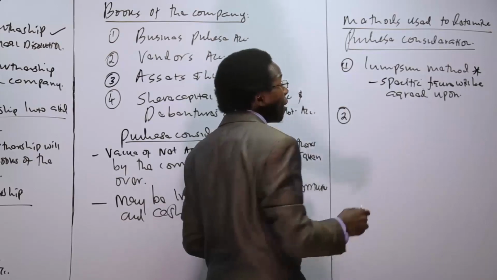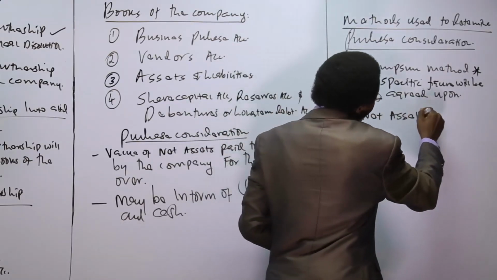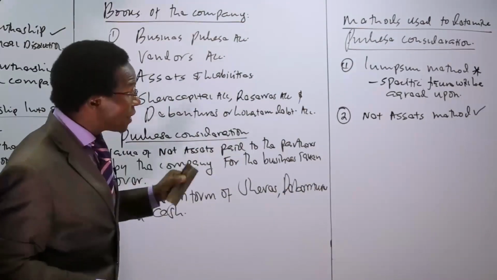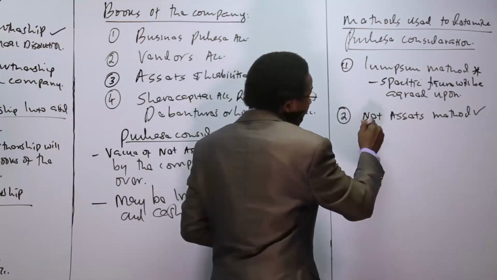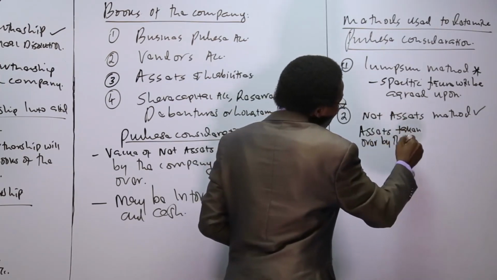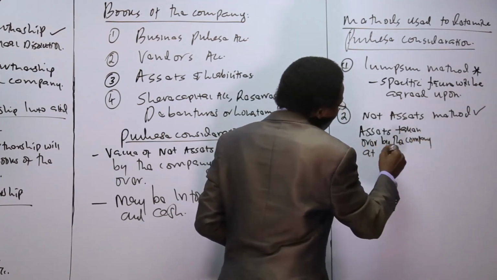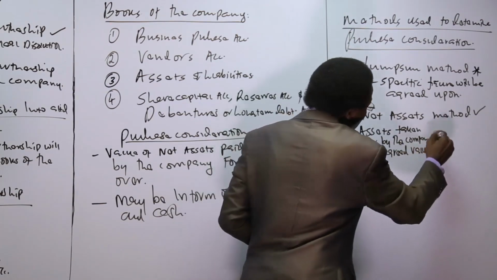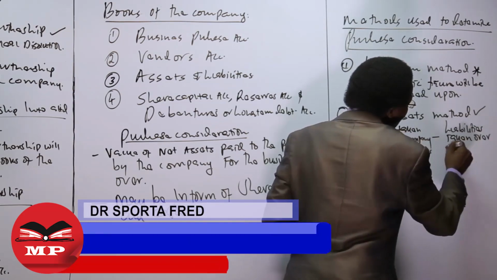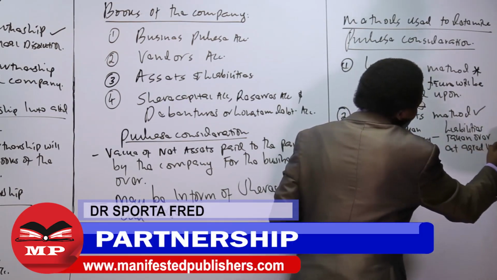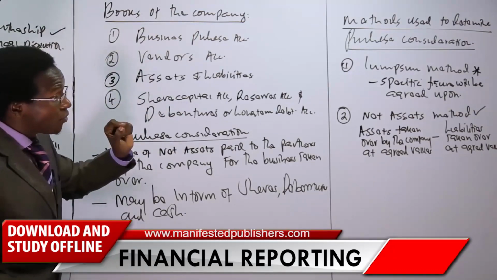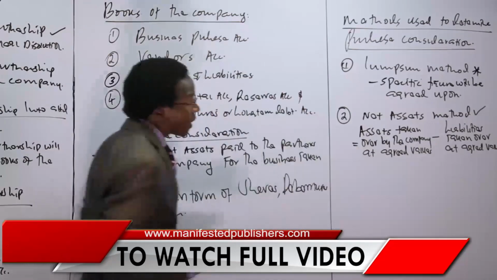Number two, we also have the net assets method. The net assets method is the most common. The net assets method is the one we are going to use for partnership. At this level, we'll use the net assets method. Simply, you take the assets taken over by the company at agreed values, you subtract the liabilities taken over at agreed values. So that's what happens. The difference will be the purchase consideration. That's the net assets method.